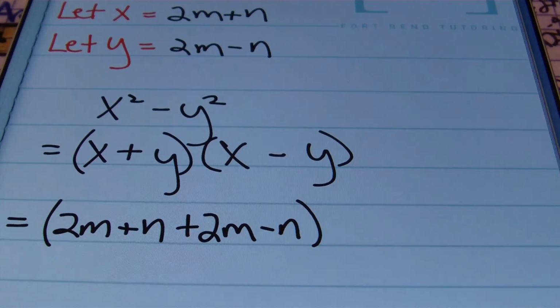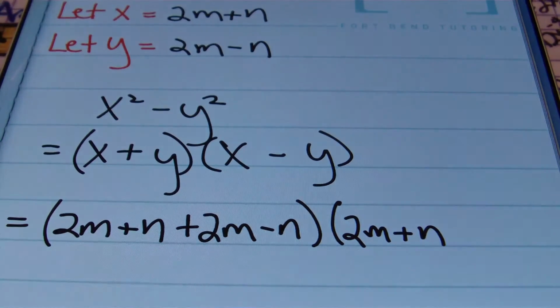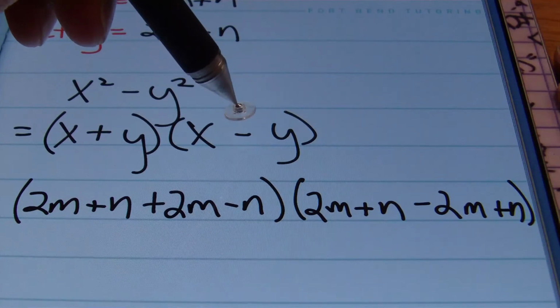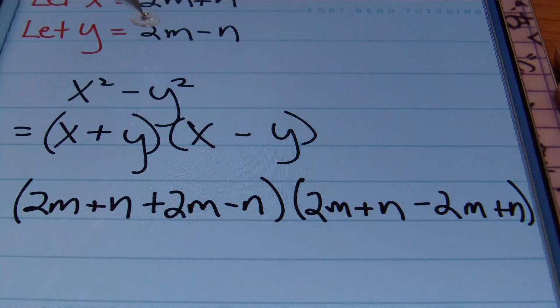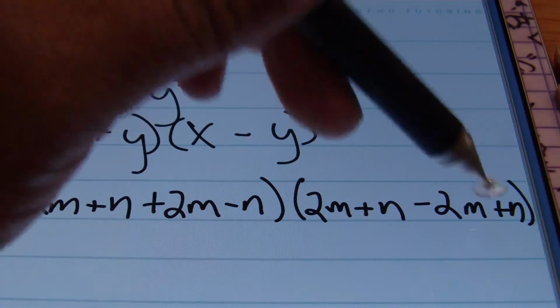Then plugging everything into the second set of parentheses, I'll have the quantity of my x value, which is 2m plus n, and then I'll have the opposite of my y value, which is going to be a negative 2m plus n. All right, so what happened with that value of y is I went ahead and distributed that negative within there. Notice that inside the parentheses I'm asked for the opposite of y. Well, the opposite of y means I need to change the signs of everything in my value of y. So I ended up with a negative 2m and a positive n for that last substitution.